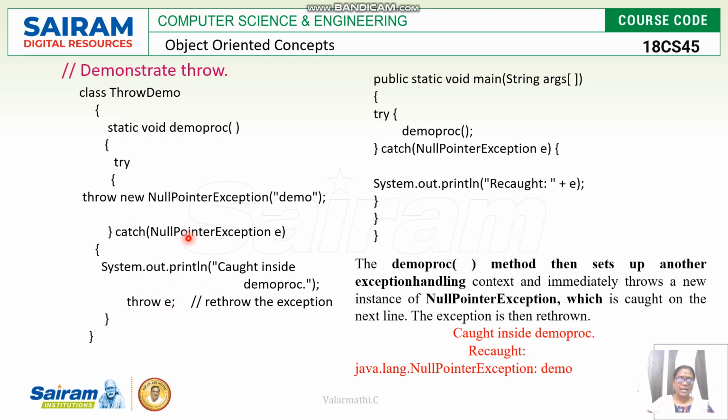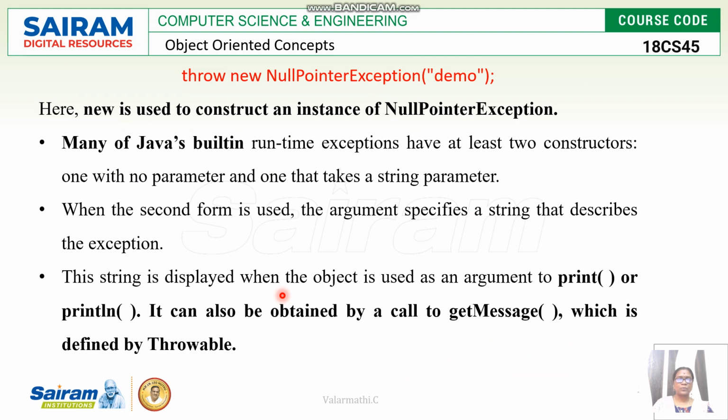Here e is the NullPointerException object, which has one message of demo. That will be tried inside void main, where demoProcess is called. When demoProcess is called, it goes to the definition of demoProcess. Inside, one try statement is written. So it will throw an error message, null caught inside the demoProcess. This is throw new NullPointerException of demo.